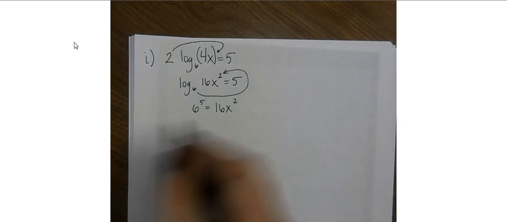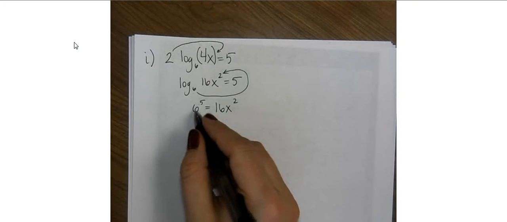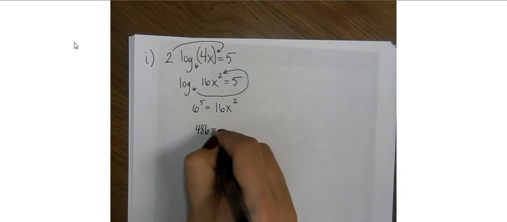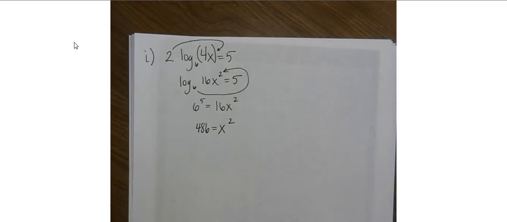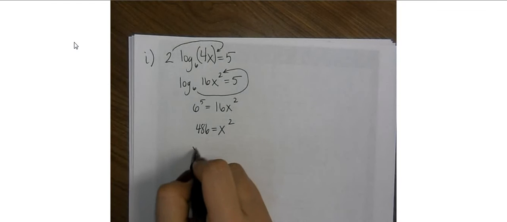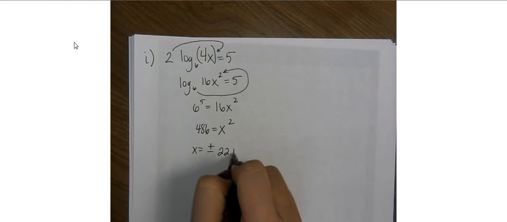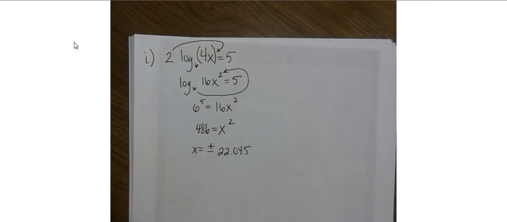Then you want to divide by 16. So 6 to the 5th divided by 16 gives us 486. And then you have to take the square root. So now when you take the square root, remember when you're solving for x, you end up getting plus and minus 22.045.